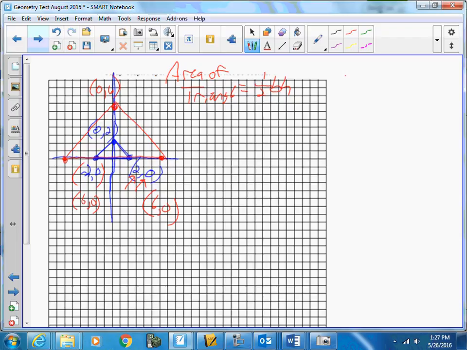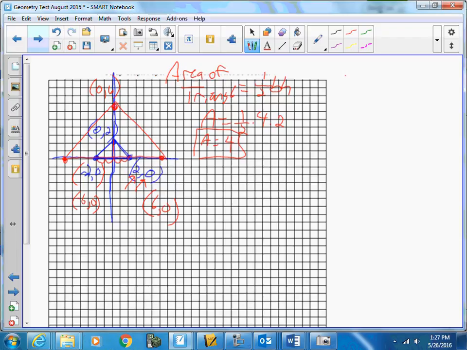Well, we know the base on this original one is 4, because I'm looking here: 1, 2, 3, and 4. And the height is just going to be 1, 2. All right, so the area is going to equal 1/2 times 4 times 2, which is equal to 1/2 of 8, which is 4. So the area of our original was 4.